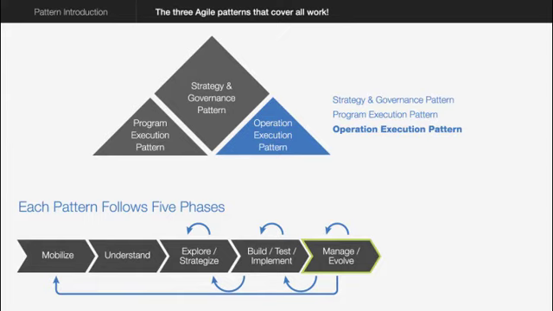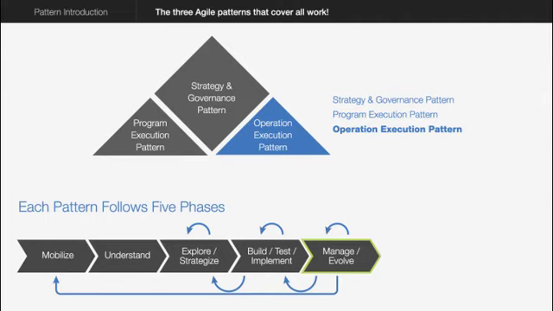A pattern is nothing but a set of agile practices that help you to work agile and continuously improve. Each of these patterns has the same 5 phases. Normally teams are in the operate and manage stage, and then they continuously improve the operations process, and we will take you through each of these 5 phases in this training course.